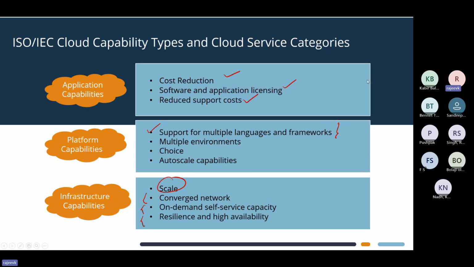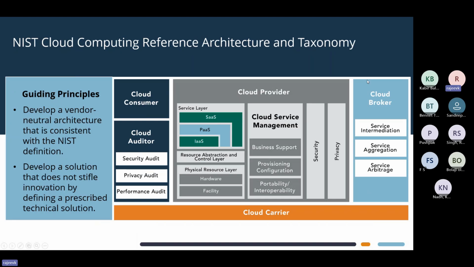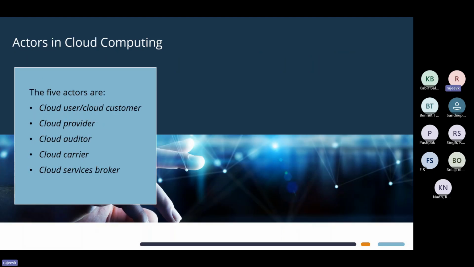Similarly, if I go to the NIST side, we already know this picture. These five cloud actors are defined as per the NIST documentation. We are already aware of them: user, provider, auditor, carrier, and service broker. Remember, when you are trying to purchase cloud services, they are available in different deployment models as well.